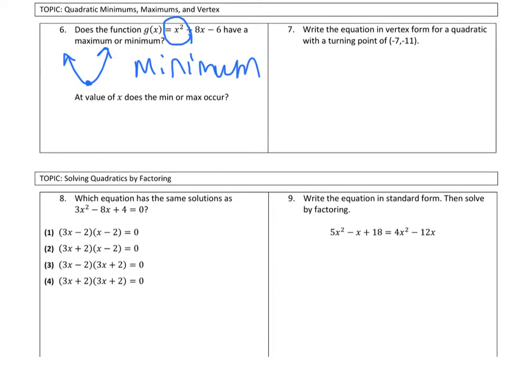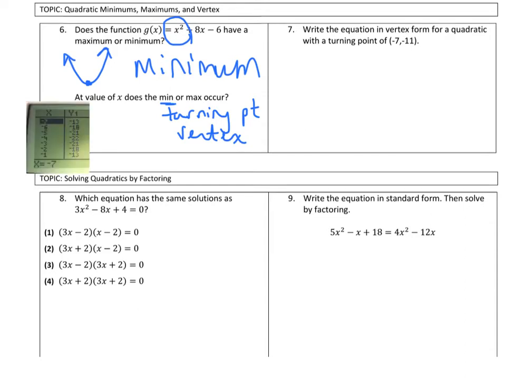Okay, now at what value of x does this minimum or maximum occur? For that, I think the easiest thing to do is to find it in your table of values. Remember, your minimum is the same as your turning point or your vertex, and that happens when you find the repeats on either side.